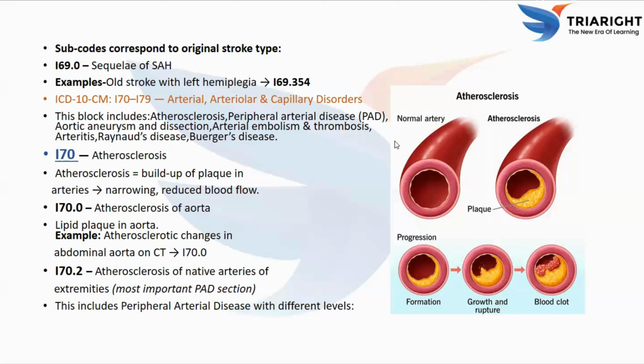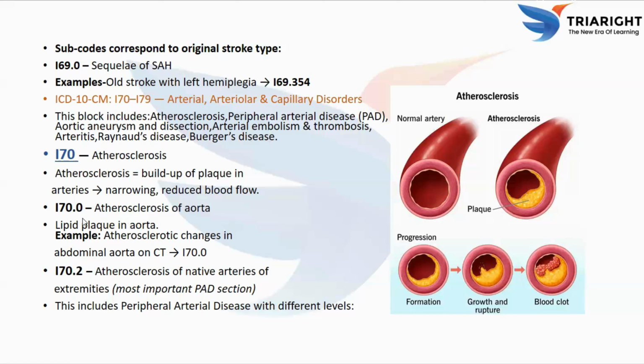At the right side, you can see the image, the normal artery. You can see the plaque formation, which is yellow in color. And you can also see the plaque growth and rupture and also the blood clot. Due to the plaque formation, its growth and rupture, you can see the formation of the blood clot in this image.